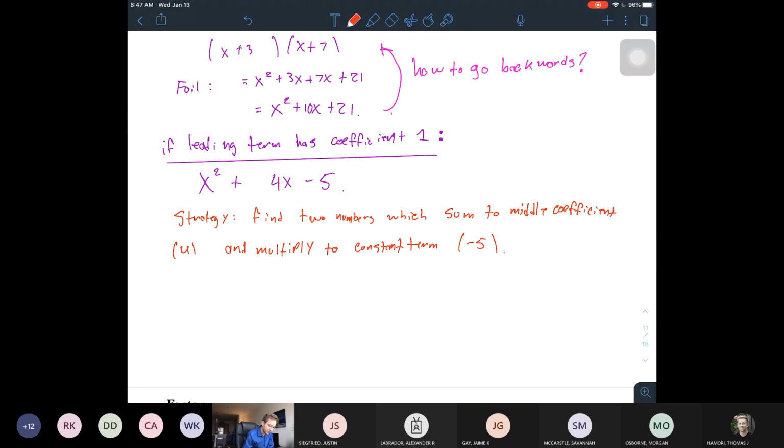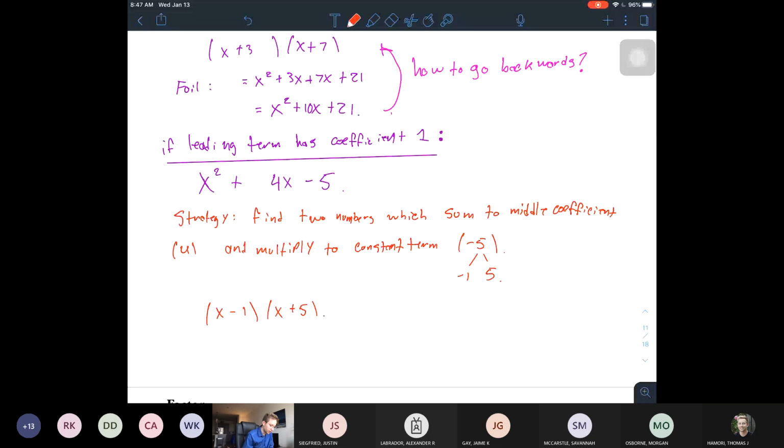Okay, so 5 is a prime number. We know that the only two things that we can multiply to get 5 are going to be 1 and 5. And we need to come up with some way that we can add or subtract 1 and 5 to make 4. Well, if we take 5 and we subtract 1, we should get 4. So what we really want to make -5 is going to be -1 and 5. So the way we're going to factor this is just by placing -1 here with our first term and +5 here with our second term.